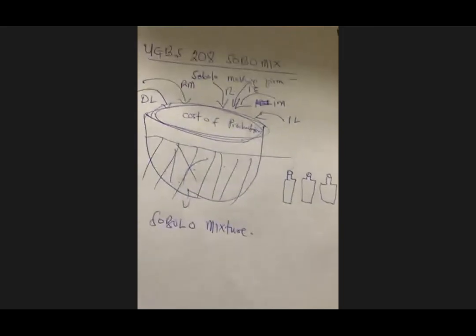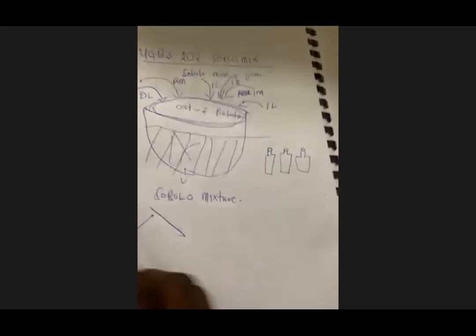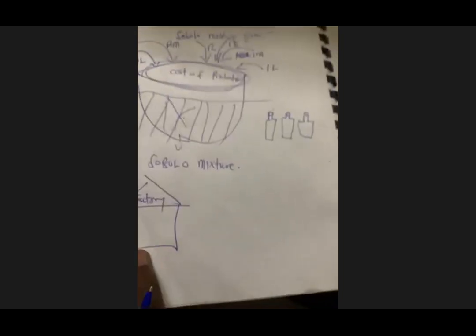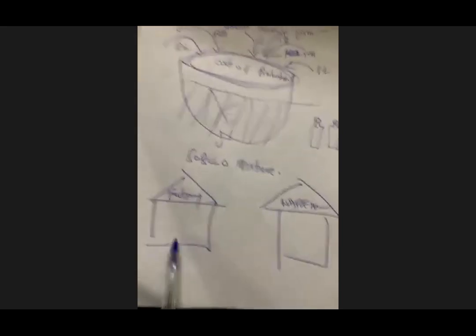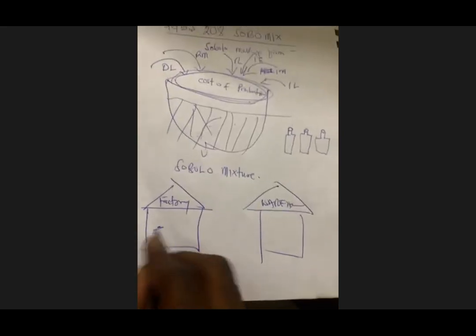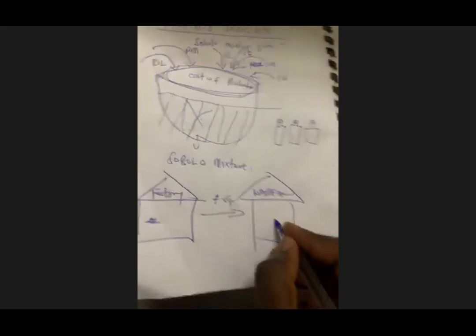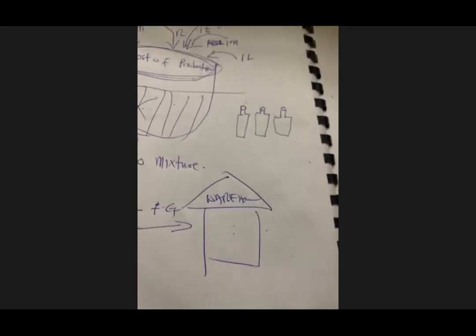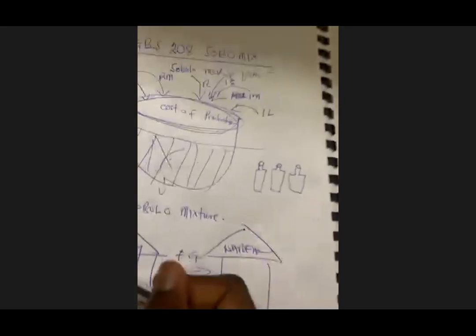In every manufacturing firm, they mostly have two buildings. They may have a building or space for production, which is termed the factory. When goods are produced, they transfer the goods to the warehouse. So we have the factory and the warehouse. Production is done here. After producing, the finished goods are transferred to the warehouse, and from the warehouse, they go to wholesalers, then to retailers, and then final consumers. So here in the factory, we have this bowl for mixing Sobolu.